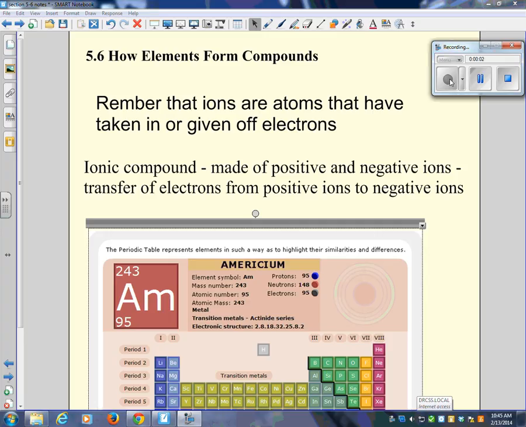Right, so we are on page 188 in the textbook here. How elements form compounds. What do you think a compound is? Like, what does compound mean? It's literally two elements put together. Actually, I think, Nathan, it's two or more if I'm not mistaken. Oh, no, maybe it's just two.